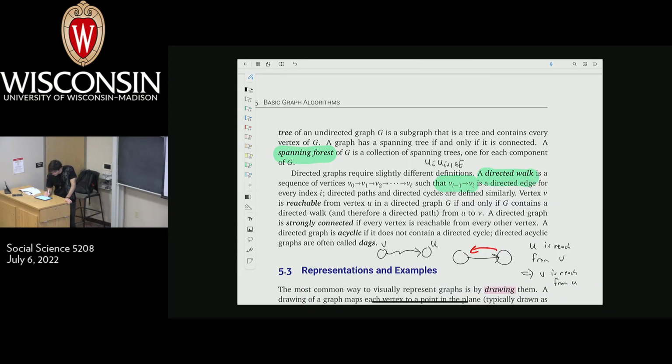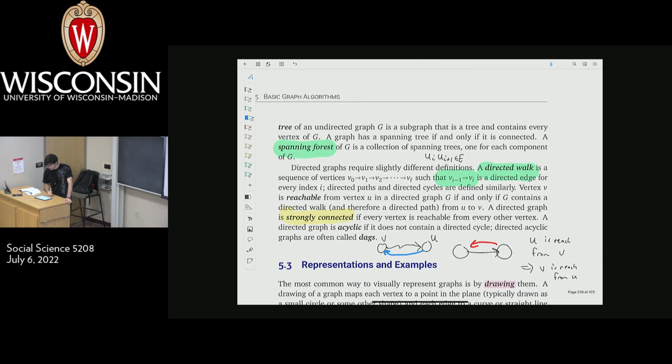So a component in a directed graph is called a strongly connected component. And this means for every pair V and U, there's a walk in both directions. So you can get from V to U, and you can get from U to V. Both of those walks need to exist. And so finding strongly connected components is a bit harder to do than for a normal graph. But we'll come back to that later.